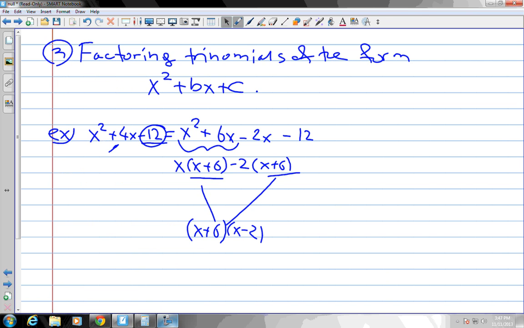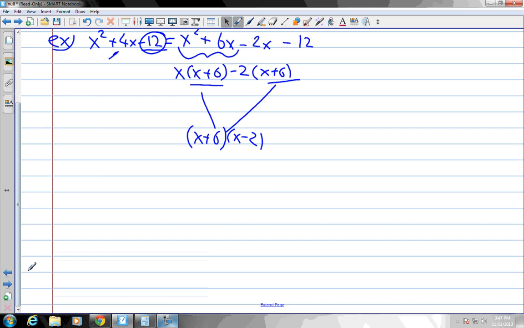So in order for us to factor this, we need two numbers that multiply to the constant and add to the number in the middle. That only works if there is no coefficient in front of x squared.